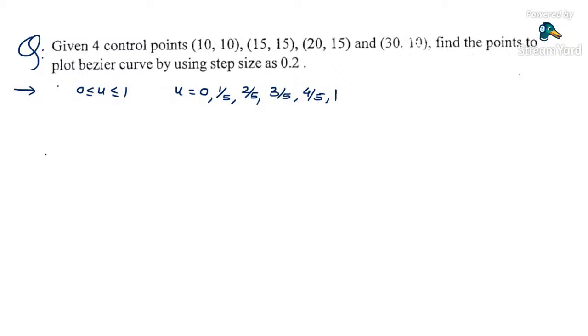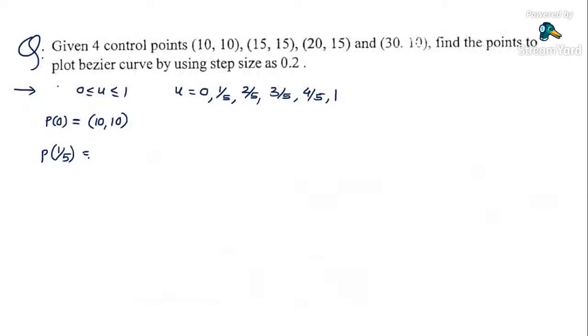Okay. Now after selecting, calculate the values P(0), P(1/5), P(2/5), P(3/5), P(4/5) and P(1). Now P(0). We know that first and last control point is the same. Okay, so P(0) is what will be the first value to plot? (10,10). Now go for calculation of P(1/5). Now use the equation.